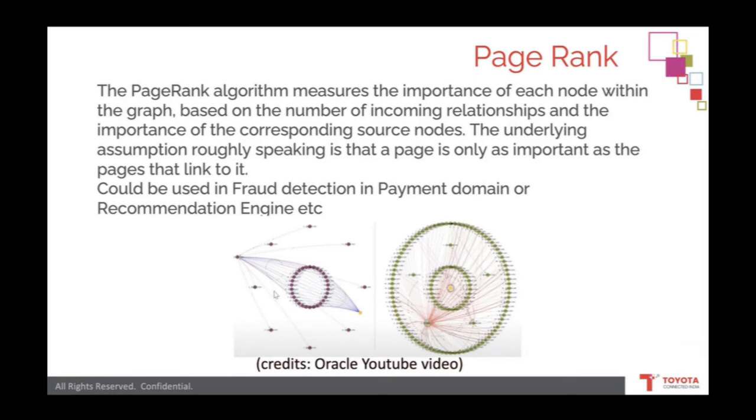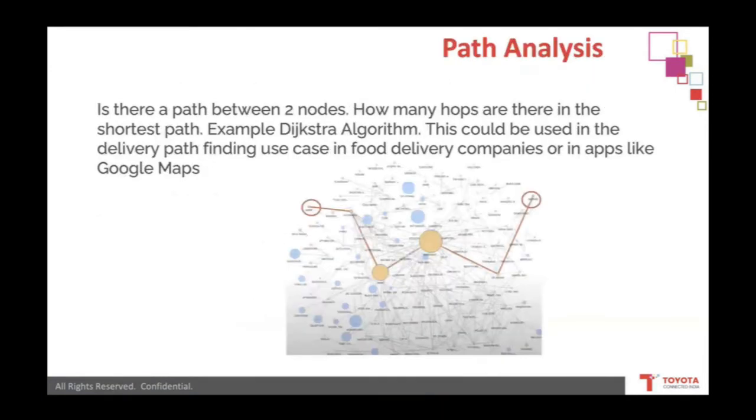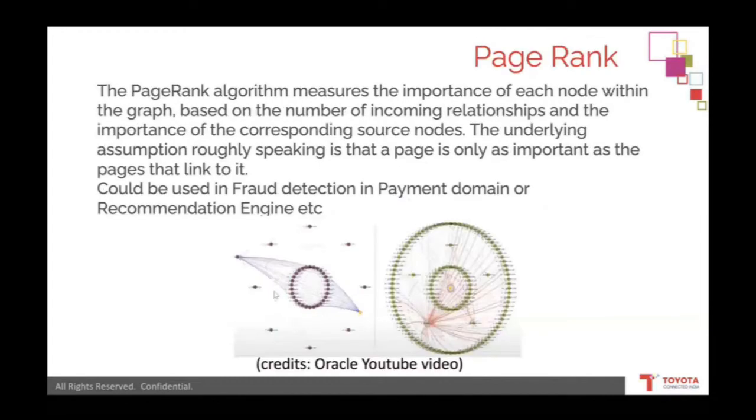So by this, we will be able to do fraud detection in the payment domain, or even do recommendations. If this is a social network graph, then we will be able to recommend users. We keep getting the "people you may know" suggestions in a social network page. That kind of recommendation can be done using this PageRank algorithm.